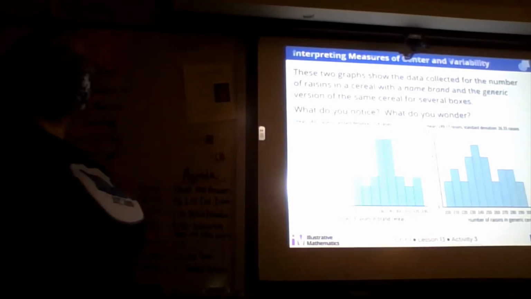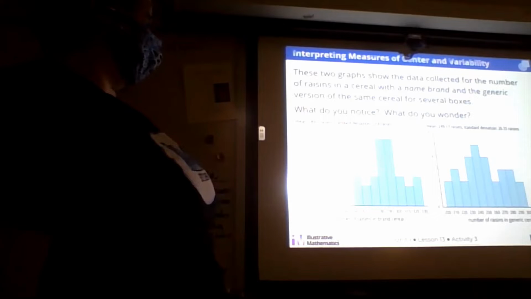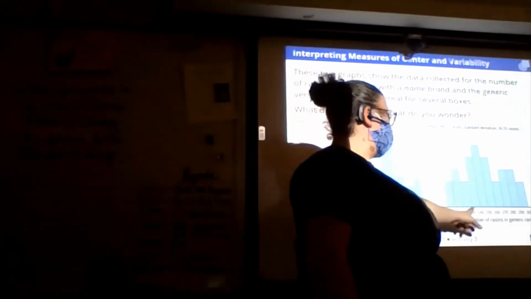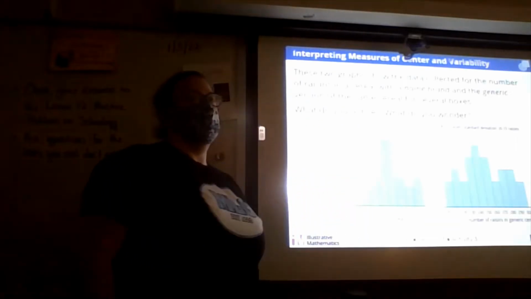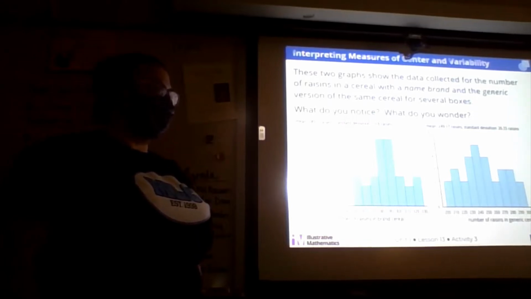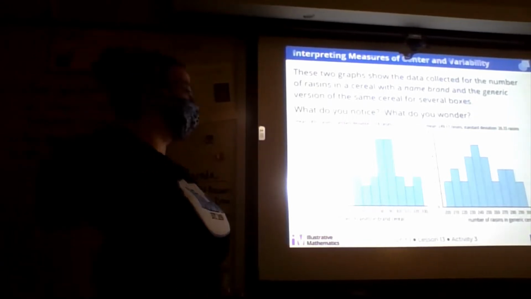Marvin? The second one's more spread out. Okay. So that would be the generic cereal. It's more spread out. Anything else we noticed? It looks like it has less on average.